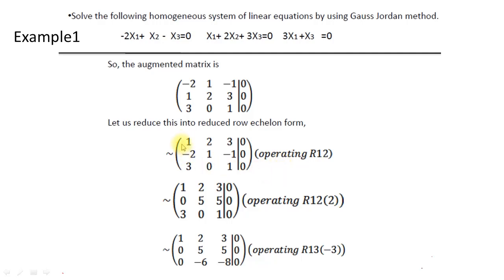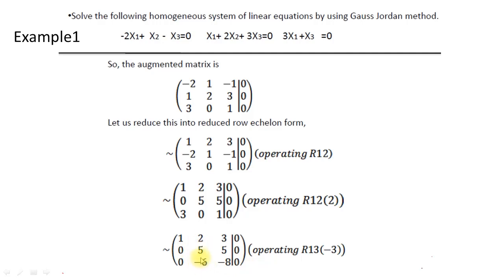Now multiplying the first row by 2 and adding to the second row, we obtain 1 2 3 0, 0 5 5 0, and 3 0 1 0. Now multiplying the first row by 3 and subtracting the result from R3, we obtain 1 2 3 0, 0 5 5 0, 0 minus 6 minus 8 0.